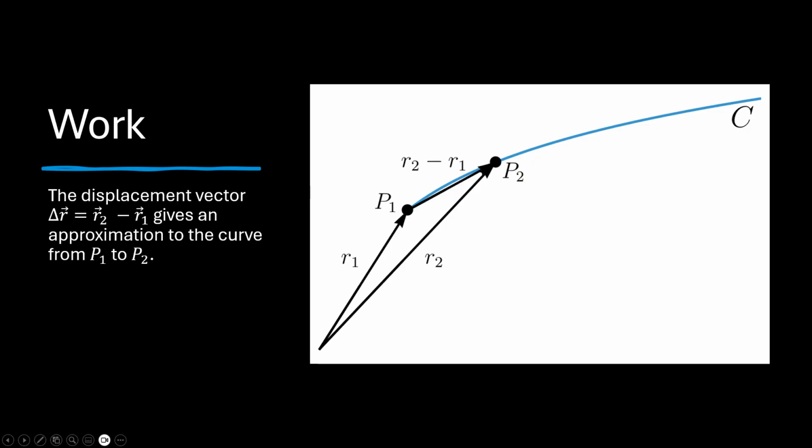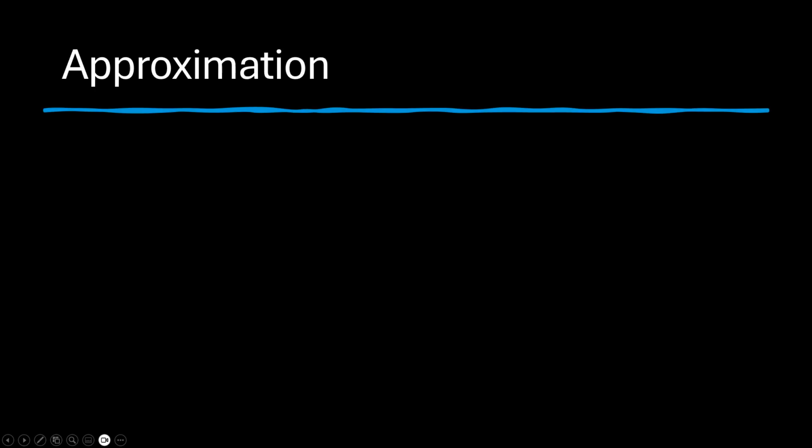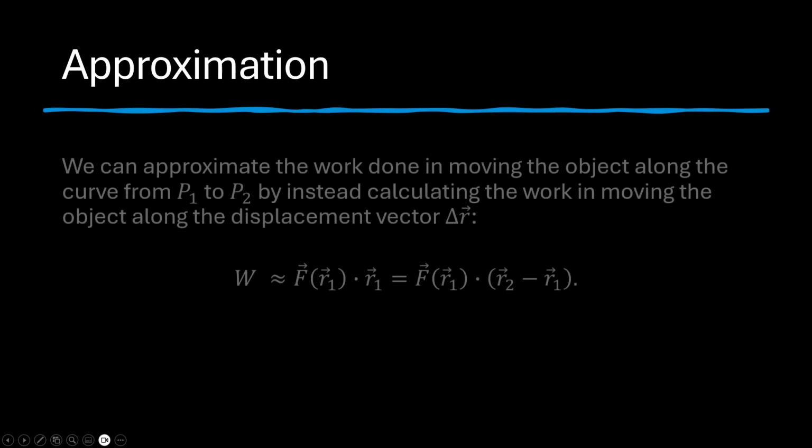And we can see it's not exactly the curve. The curve here is in the blue, and the vector doesn't exactly go along the curve, but it's a pretty good approximation for the curve. And the closer P1 and P2 are together, the better that approximation will be. So we can say, well, I know how to move along a vector, and so we can approximate the work as follows.